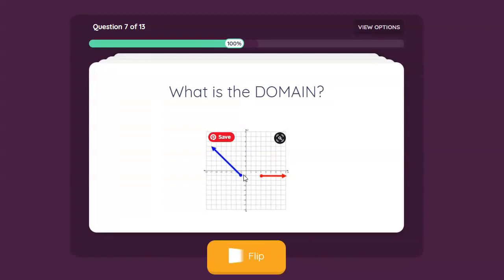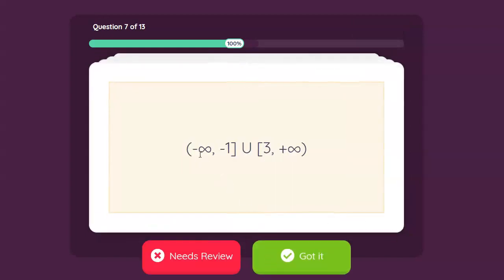Domain. So this value is from -1 and to the left. This one picks up at 3 and goes to the right. Since they don't meet, it's -1 and all the values less, and 3 and all the values greater. So it's negative infinity to -1, the U just means union or connecting, and then 3 to positive infinity.